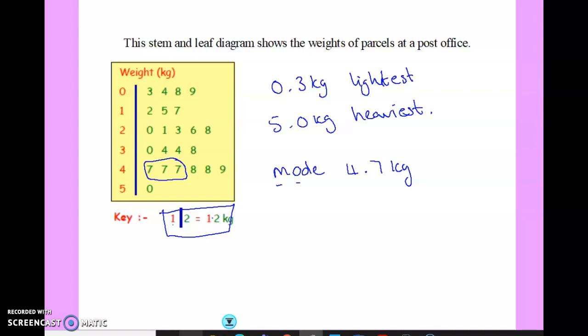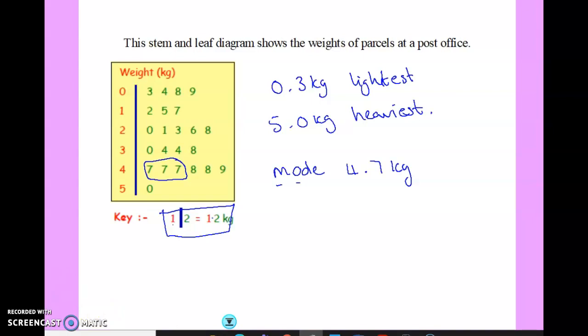Now this stem and leaf diagram was talking about the weight in kilograms. We have to look at the key here to know that it's 1.2 or 0.3, because it could well have been that 1 line 2 meant 12 kilograms or 120 kilograms. You always need to refer back to the key.